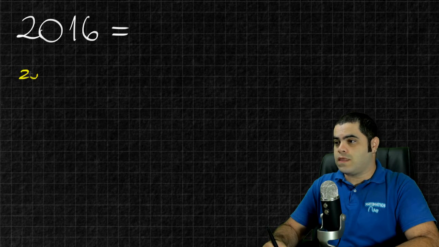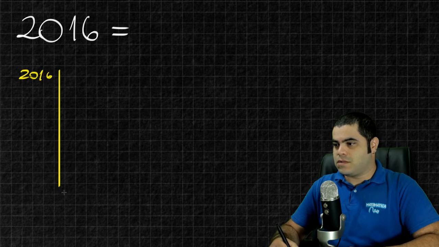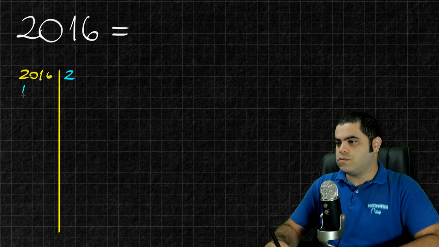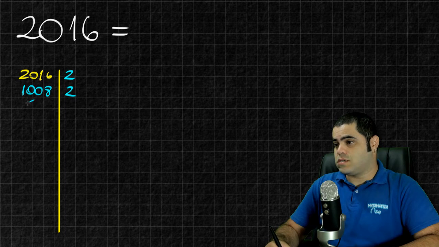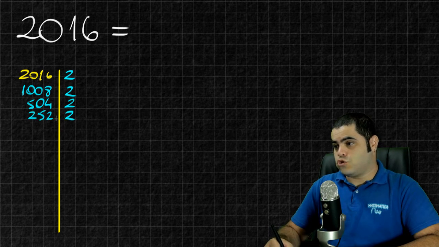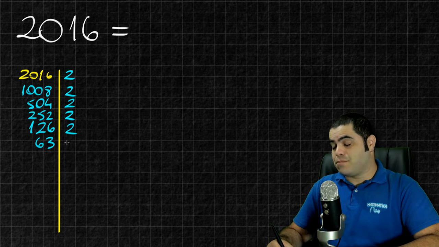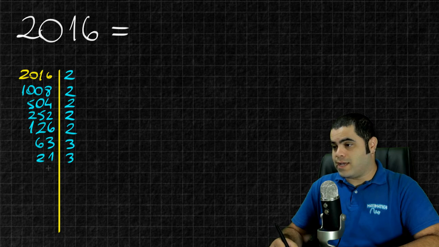So 2016 is divisible by 2, right? So we divide by 2, which is 1008, which is divisible by 2 again, which is 504, divisible by 2, which is 252, divisible by 2, which is 126, divisible by 2, which is 63, divisible now by 3, right, which is 21, divisible by 3 again, which is 7, divisible by 7, which is 1.